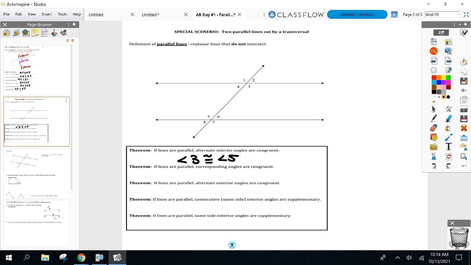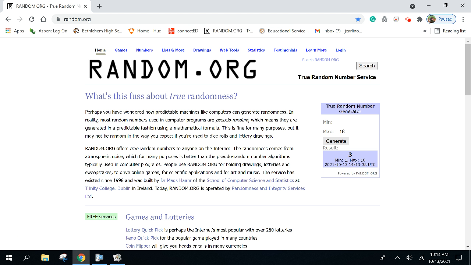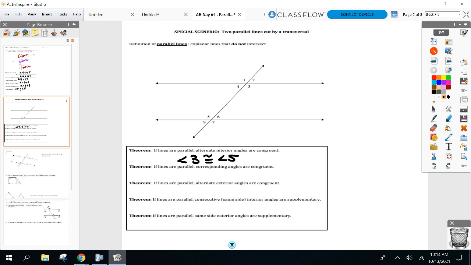All right, what other types of angles are congruent? Corresponding. If the lines are parallel, corresponding angles are congruent. Give me a pair of corresponding angles then. Luke, give me a pair of corresponding. 5 and 1. Good. So 1 and 5 would be congruent now because the lines are parallel. If they're not, I don't say they're congruent.